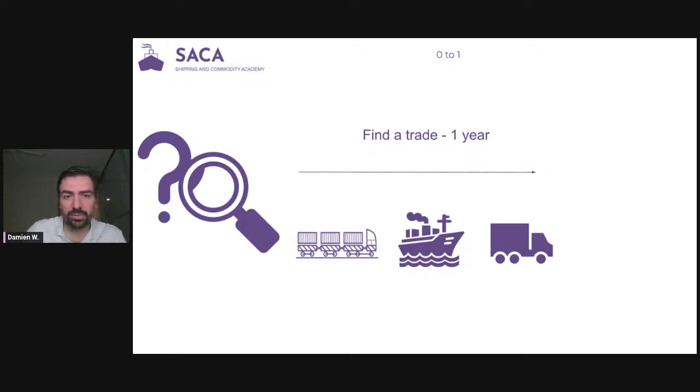So let's quickly review it. The first year, you should find a trade. For some people it takes more than a year. For others it takes a couple of weeks, but you need to find a trade, a gap in whatever market that you can fill. Usually, I think in less than a year you should be able to do that, but it depends on the amount of time that you have and the network that you need to build.